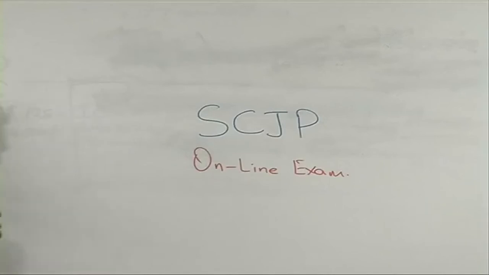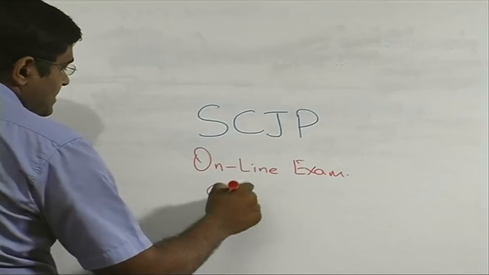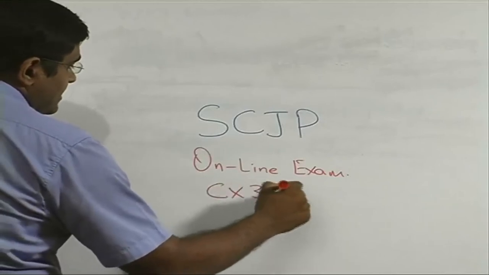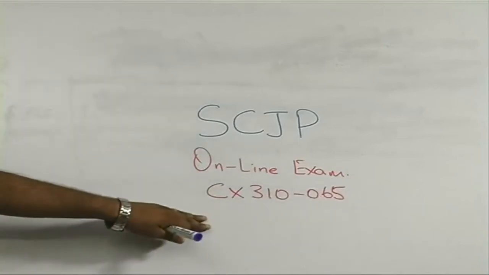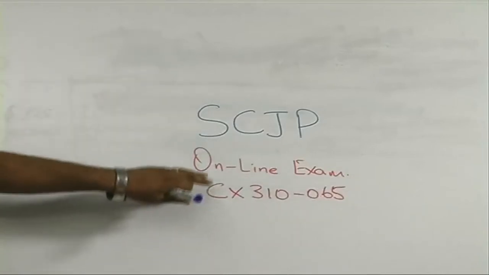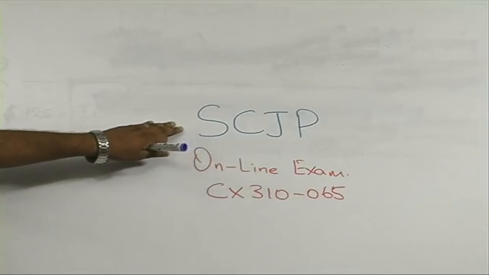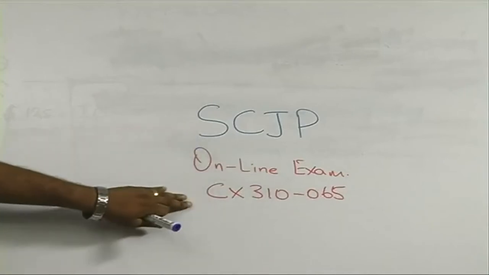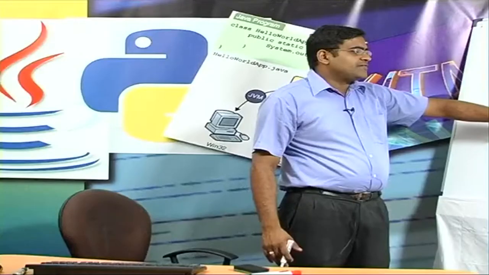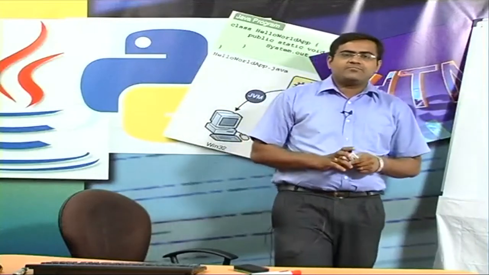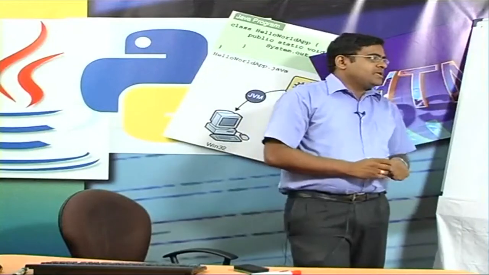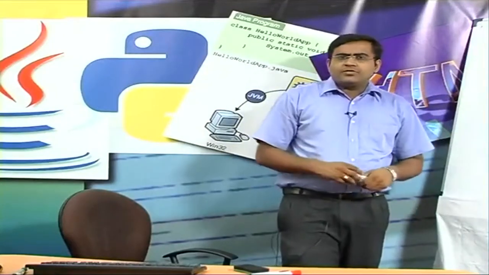So that exam number is CX310065. This is the exam code given by the Oracle organization or Sun organization for this examination. After doing this examination, you will become a Sun Certified Java Programmer, or we can call that an Oracle Certified Professional Java Programmer.